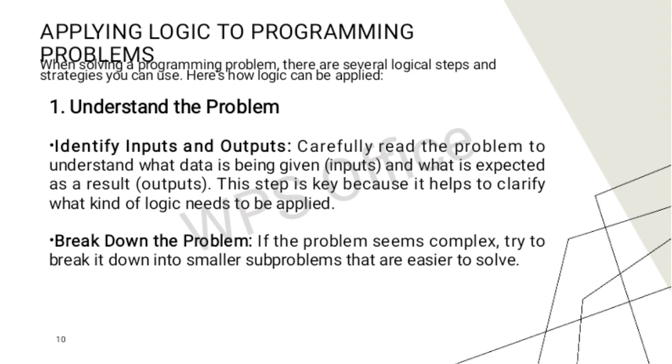First, understand the problem. Identify inputs and outputs. Carefully read the problem to understand what data is being given, the inputs, and what is expected as a result, the outputs. This step is key because it helps to clarify what kind of logic needs to be applied. So you really need to understand the problem first, before you create a process to get the result. To get the result, you first need to identify what the input is so you can get the output.